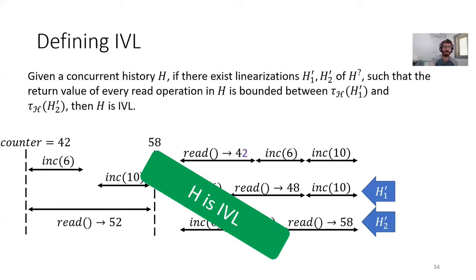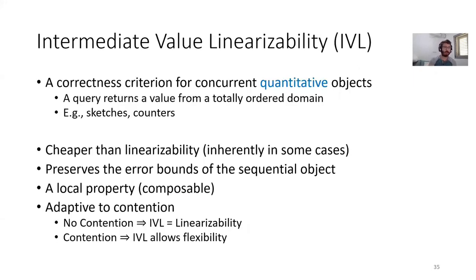So as a short interim summary and a spoiler for the rest of the presentation, we've currently presented IVL for non-randomized objects, deterministic non-randomized objects, and for quantitative objects. A quantitative object is one where the query returns a value from a totally ordered domain in order to create the bounds that are needed. There are multitudes of quantitative objects: sketches, counters, and so on and so forth. We'll show that IVL is inherently cheaper than linearizability in some cases.